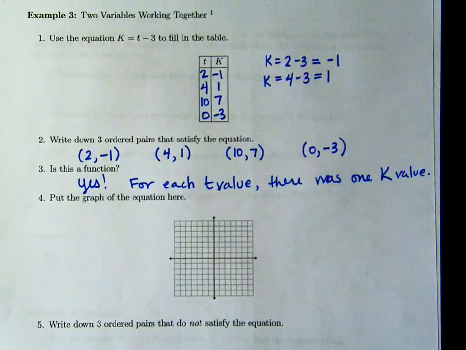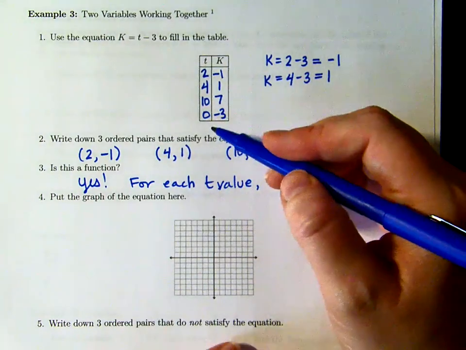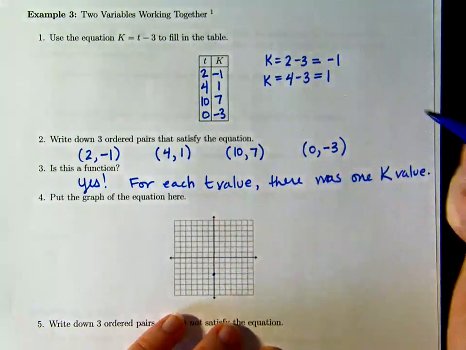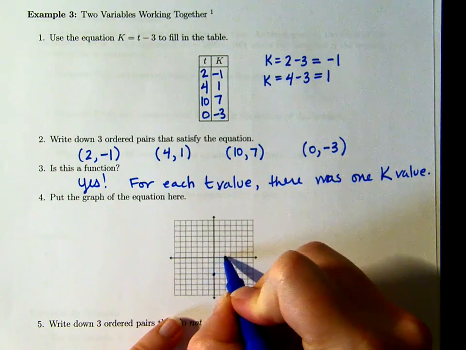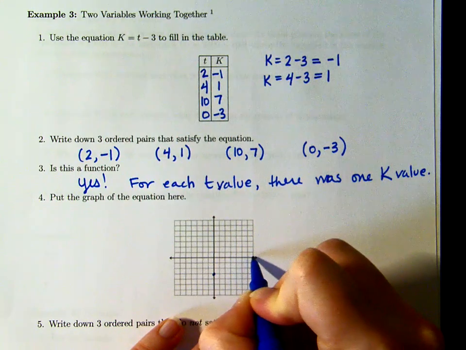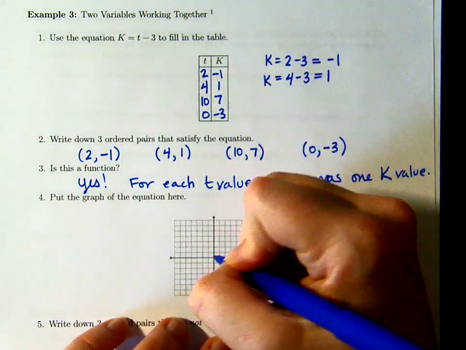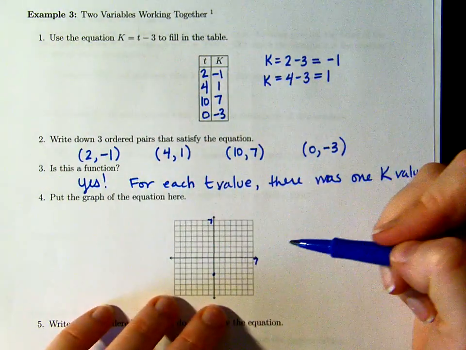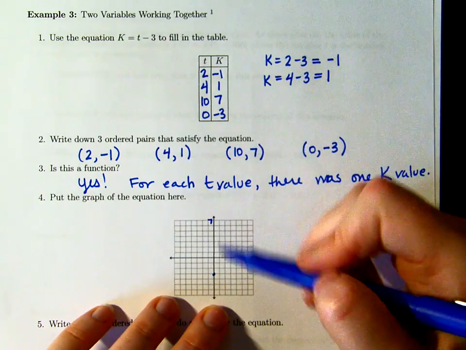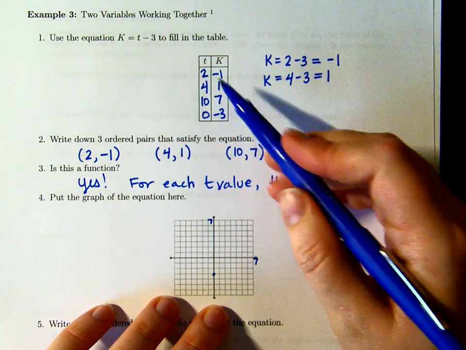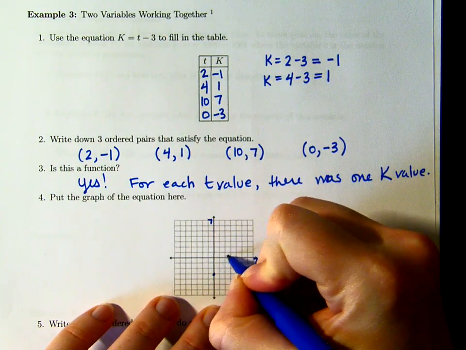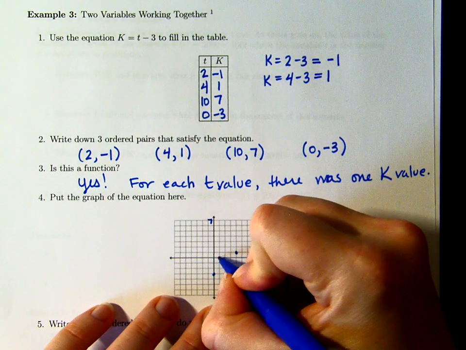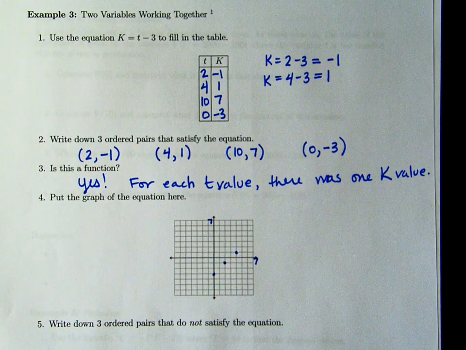Put the graph of the equation here. Okay, I have some values. 0, -3. I'm counting by ones, so let's see. 1, 2, 3, 4, 5, 6, 7. That would be 7, probably 7 tall because it looks like a square. All right, 0, -3. Got it. 10, 7. Well, I'm going to skip that one for now. 4, 1. 1, 2, 3, 4, 1. Got it. 2, -1.